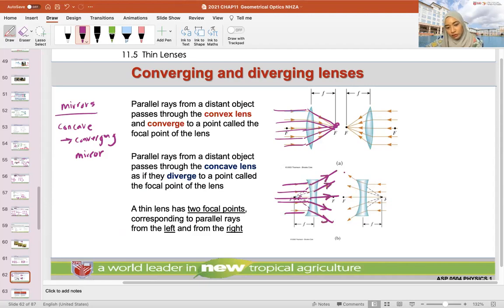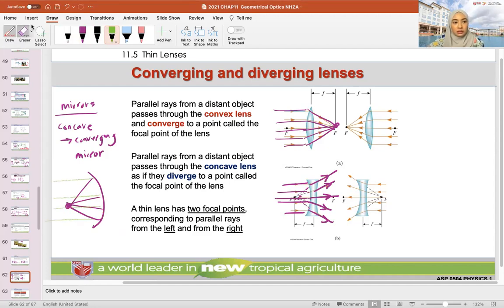Okay? So ada tak benda yang kita boleh ingat kat sini? How would we remember the shape? So concave mirror, we saw that it was like this and we followed the shape and it would converge in front of the mirror. Kan? This is our ray, macam ni. And the purple is the reflection.